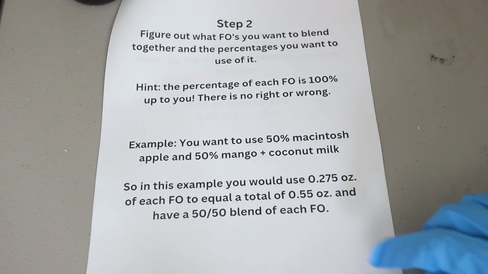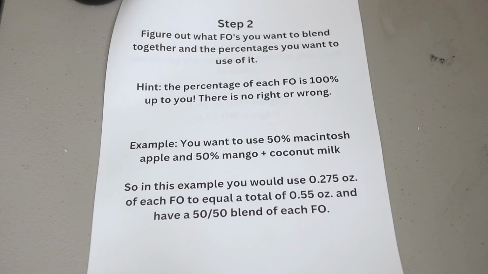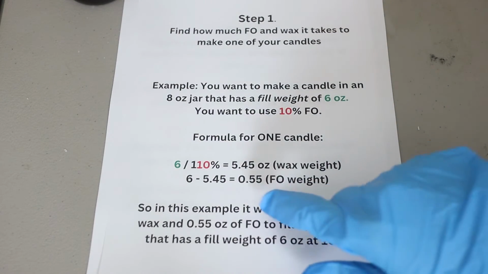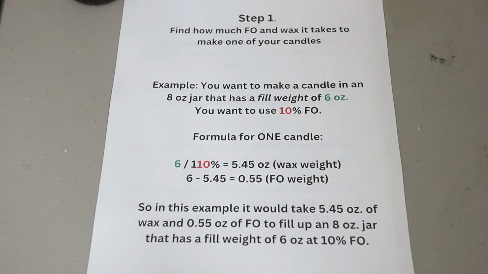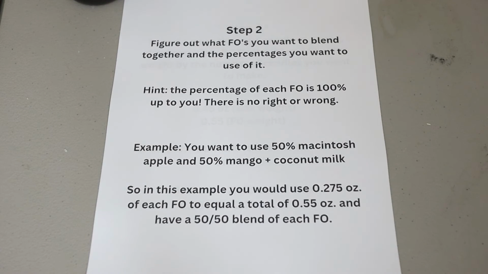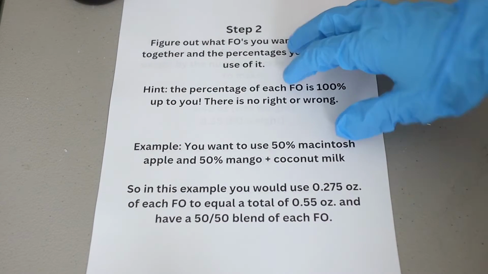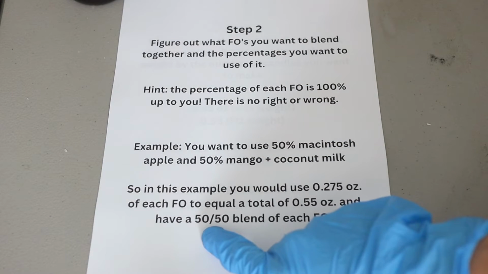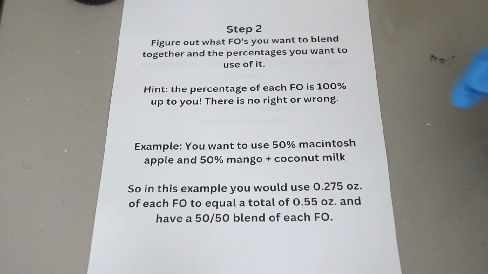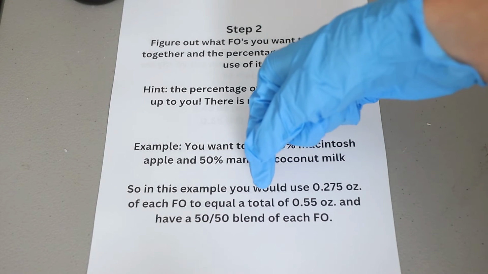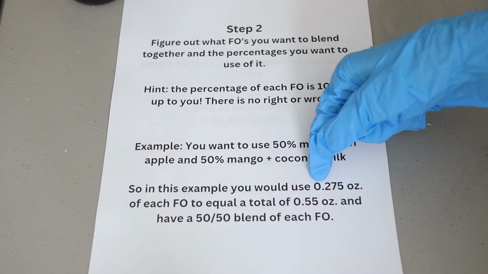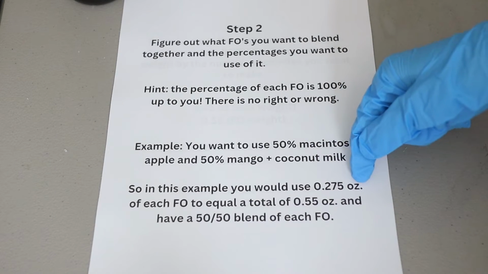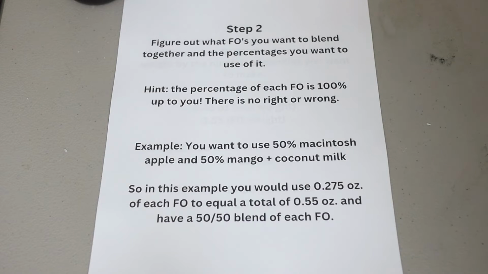So right here, you are actually going to take that equation that we were just looking at. So we are going to go based off of this number right here. So this 0.55 fragrance oil weight, that is the number that you want to be focusing on when you are determining your percentages for your fragrance oil. So in this case, what we would want to do if we wanted to do an equal 50-50 blend of each fragrance oil, all you would do is divide this number by 2 so that you had half going towards one oil, half going towards another oil. So in this case, you would use 0.275 ounces each of mango and coconut milk and Macintosh apple.